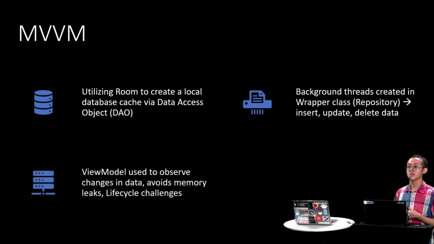Third point, you can also use the ViewModel to observe changes in data, avoid memory leaks and lifecycle challenges. Lifecycle challenges are a real problem for Android programming. Because, for example, if your activity closes but your data is still running, what will happen? Your app will crash, definitely. So what you should do is use observers to observe the data, and you can avoid this kind of lifecycle challenge. It avoids memory leaks, it auto settles it for you.